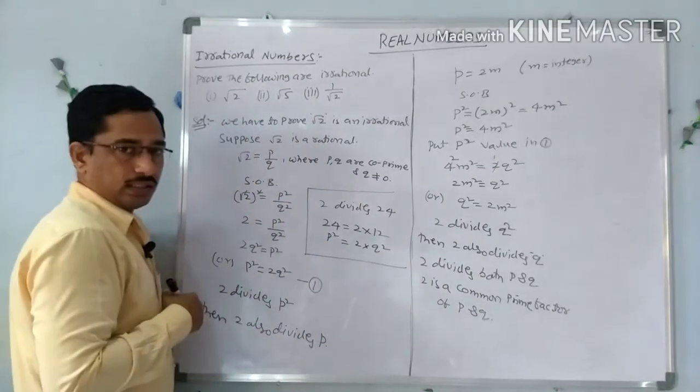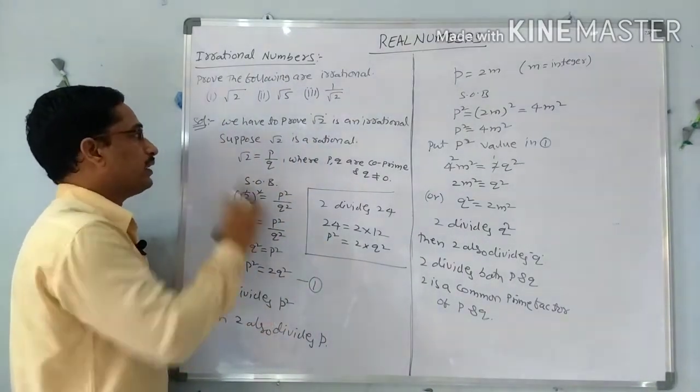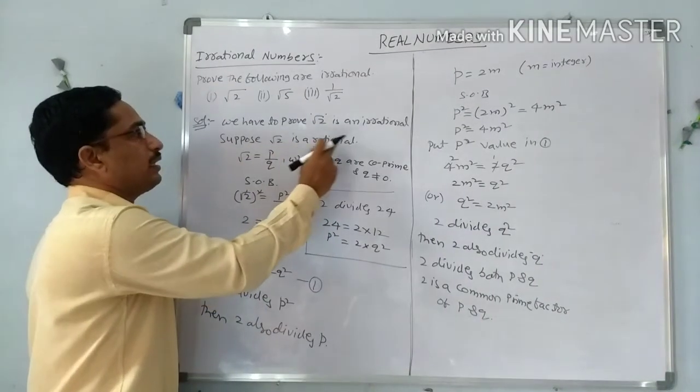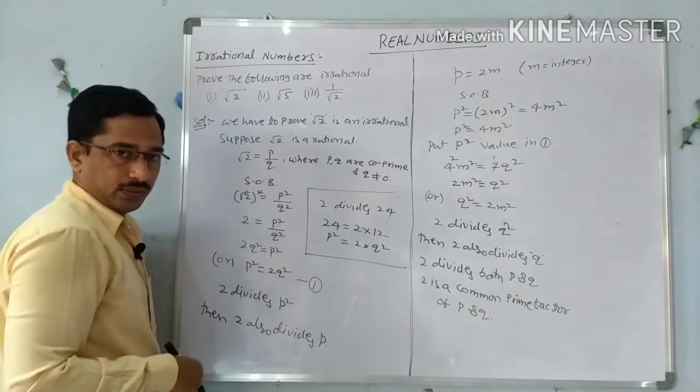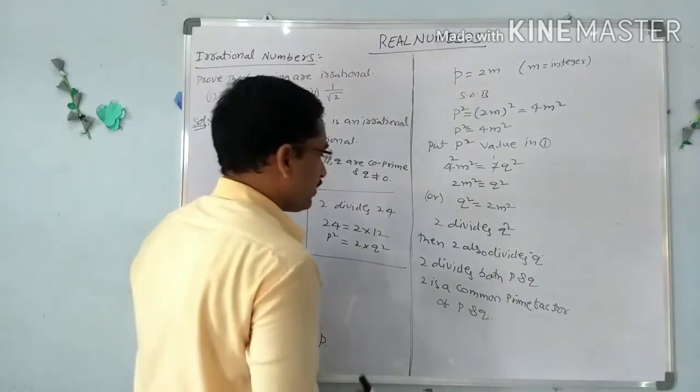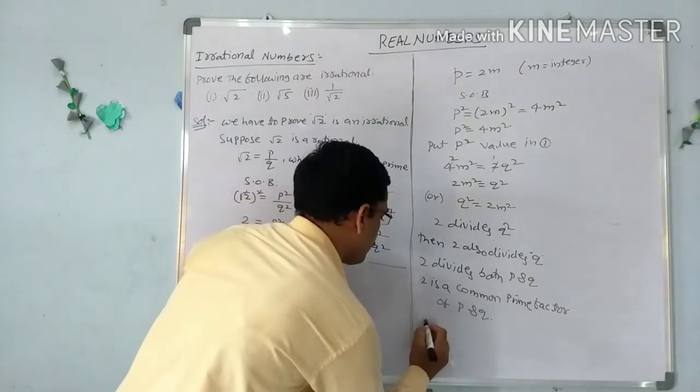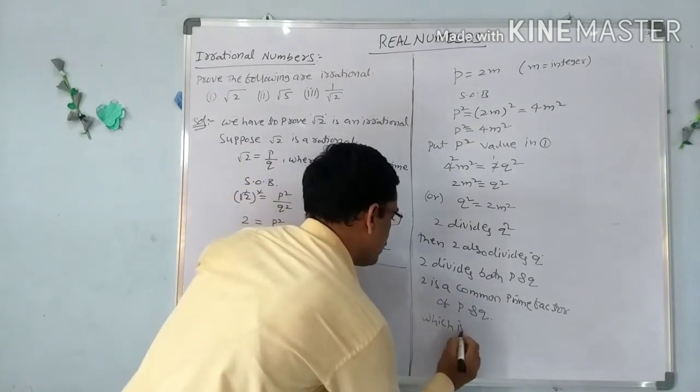Why are we getting the wrong statement? Because our assumption is wrong. What is our assumption? Root 2 is rational is our assumption, and the assumption is wrong, which contradicts.